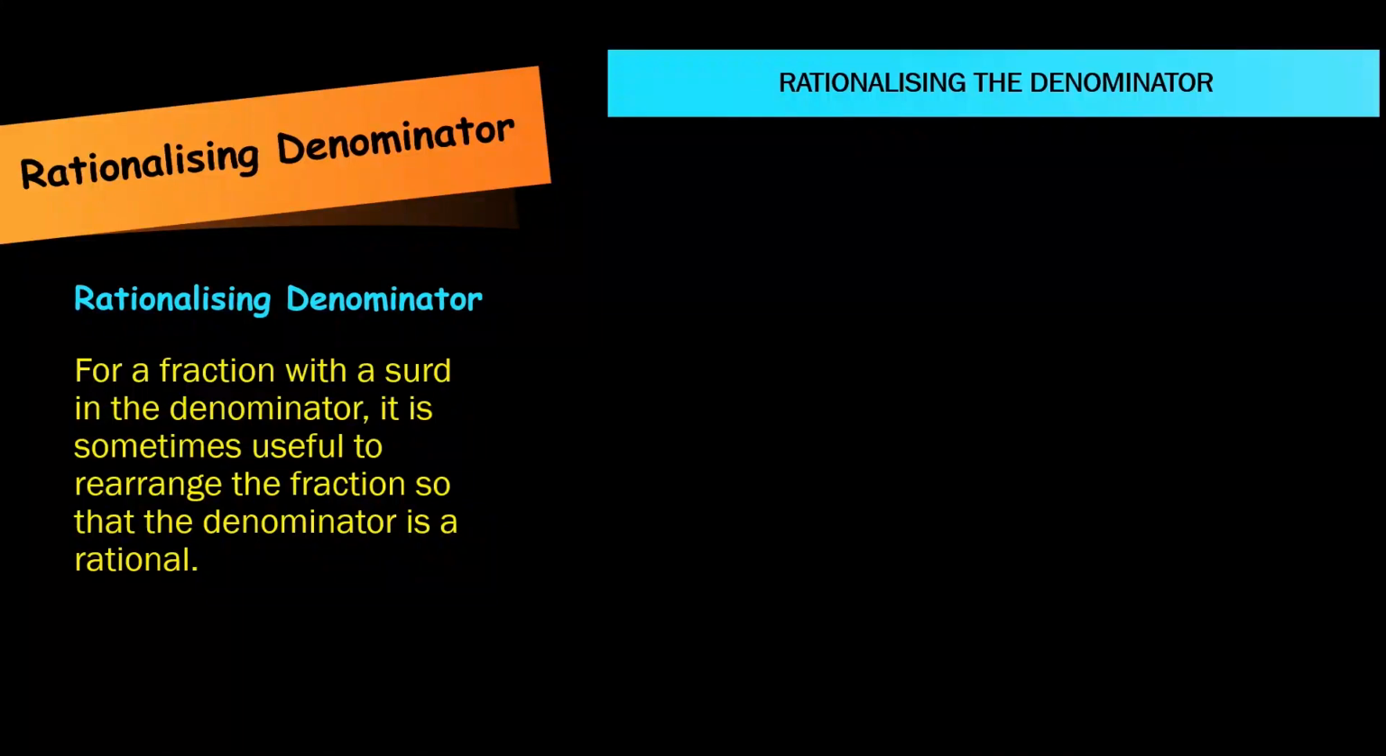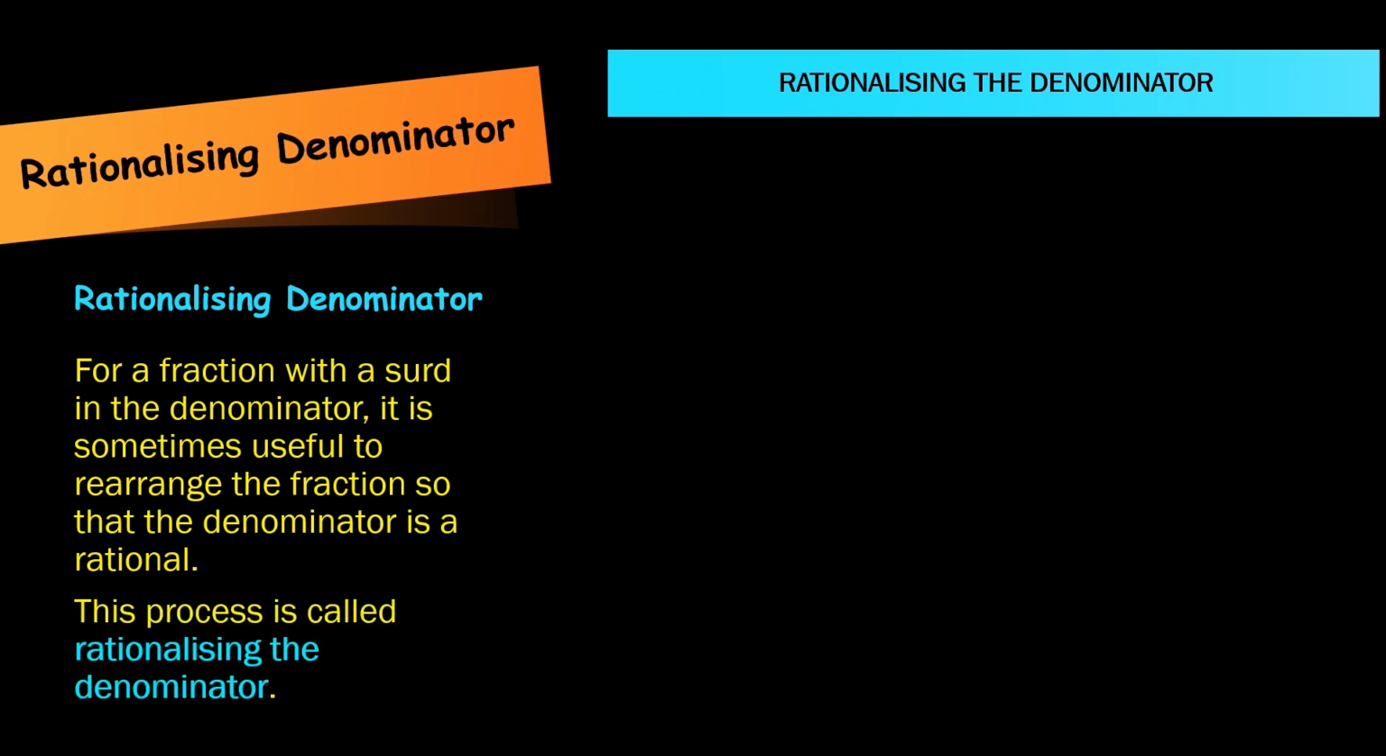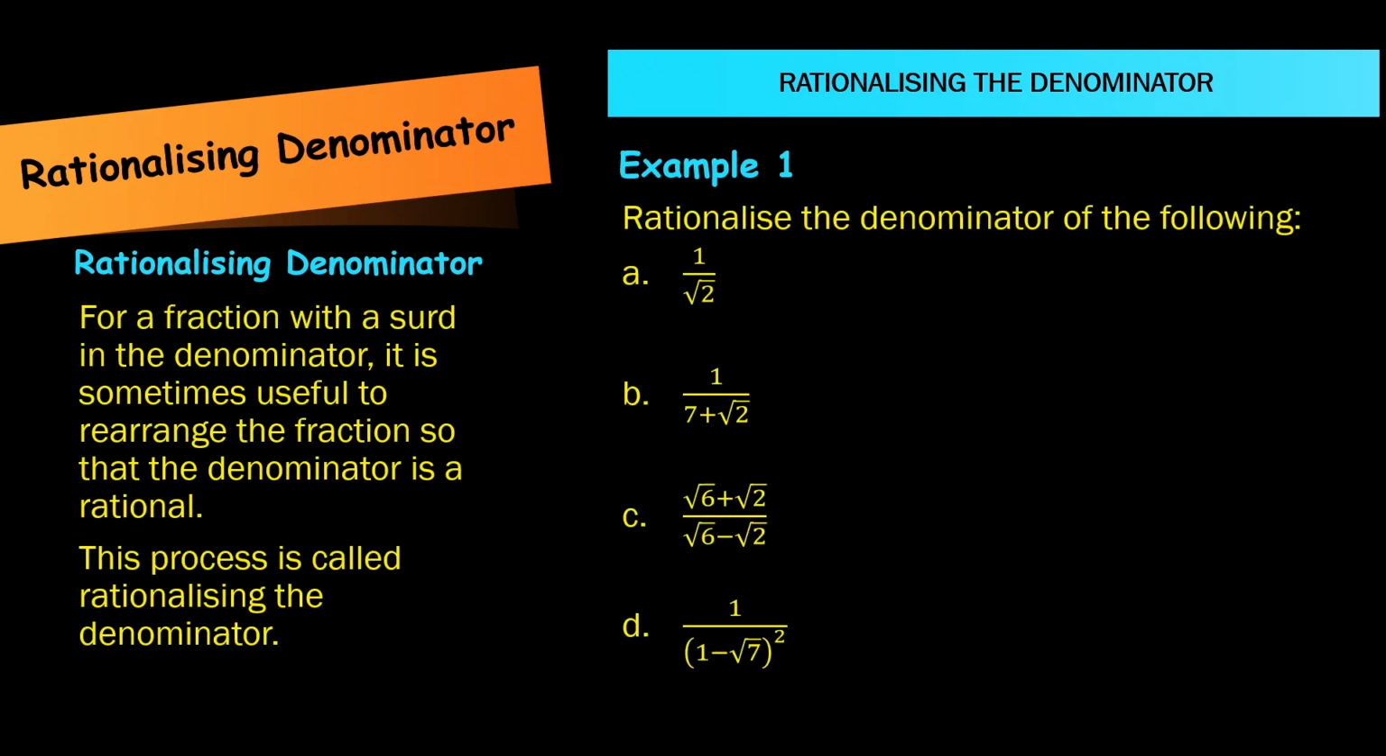For a fraction with a surd in the denominator, it is sometimes useful to rearrange the fraction so that the denominator is rational. This process is called rationalizing the denominator. Let's take a look at some examples. Pause the video and have a go. Press play when you're ready to view the solutions.